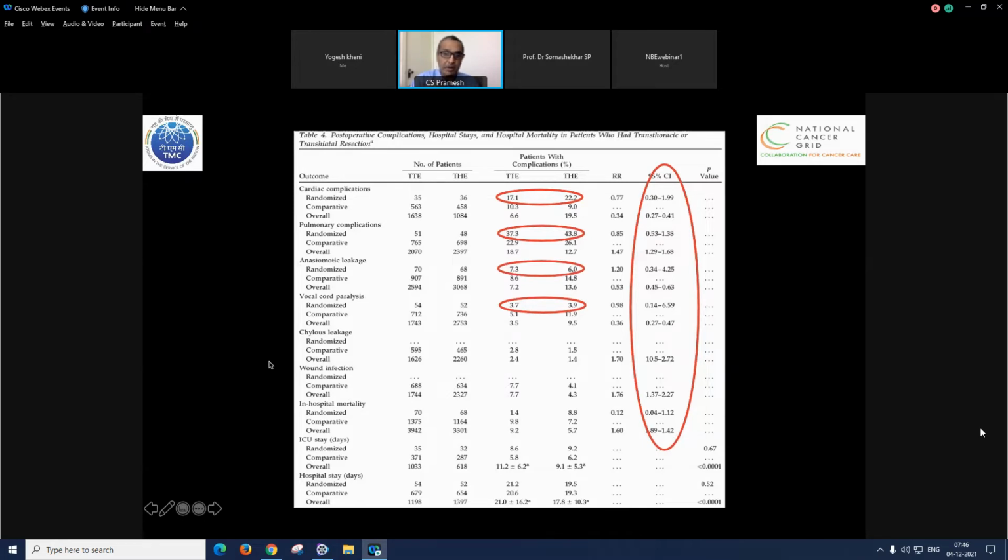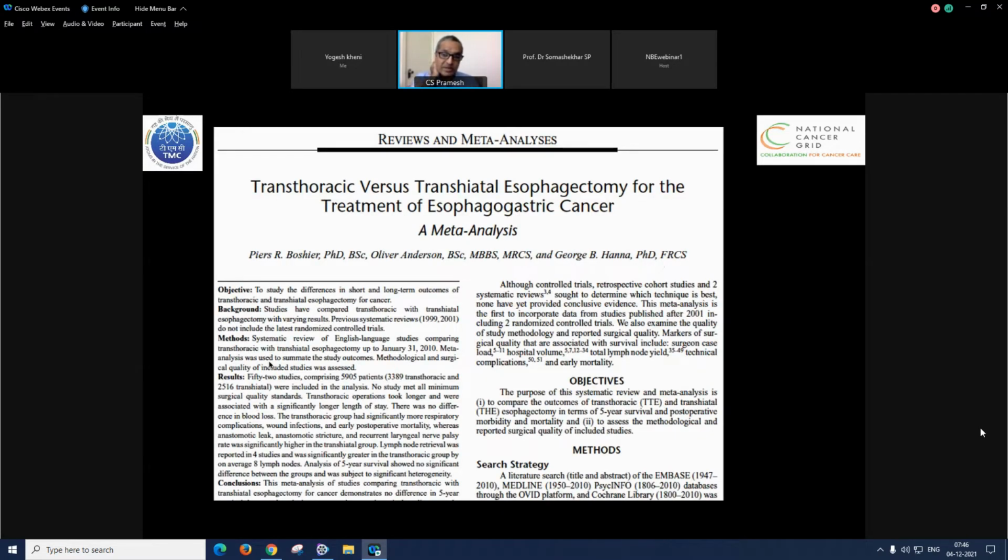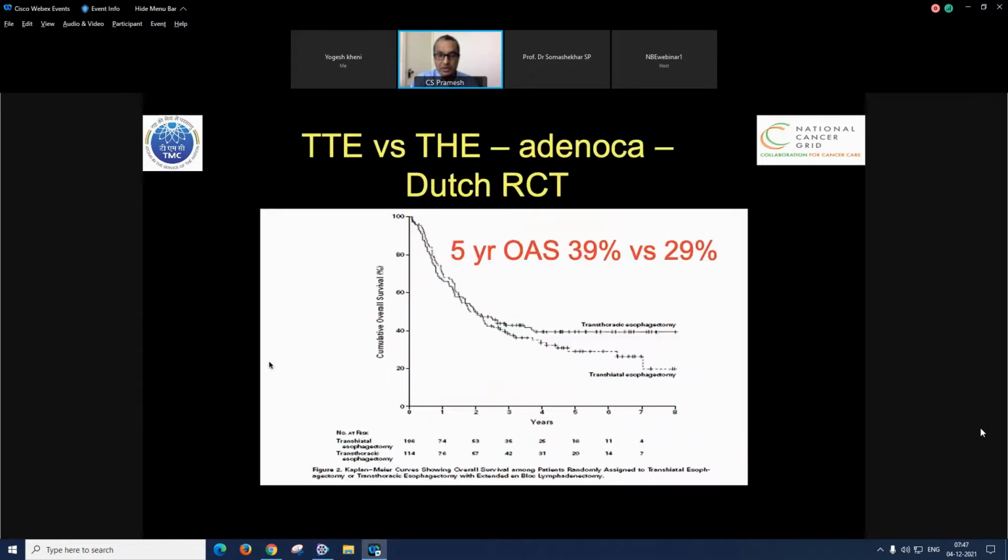This was again published a little later. This is a more recent meta-analysis, which again looked at similar studies and came to a fairly similar conclusion. But the largest study that we currently have is the Dutch randomized trial, which randomized patients with esophageal and GE junction tumors to either a transthoracic esophagectomy or a transhiatal esophagectomy.